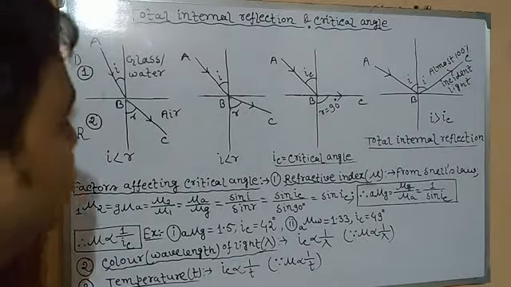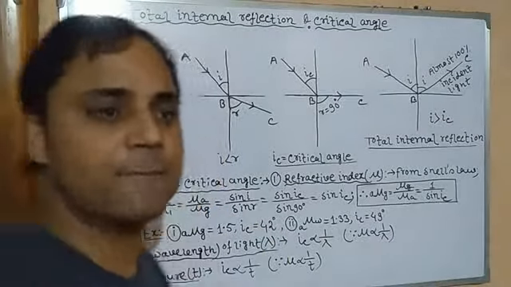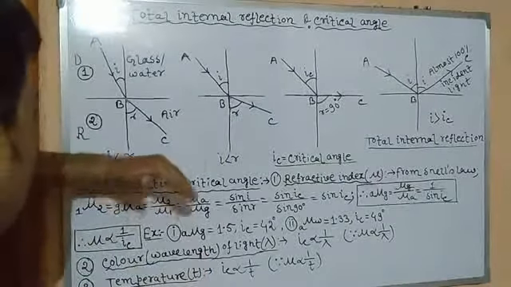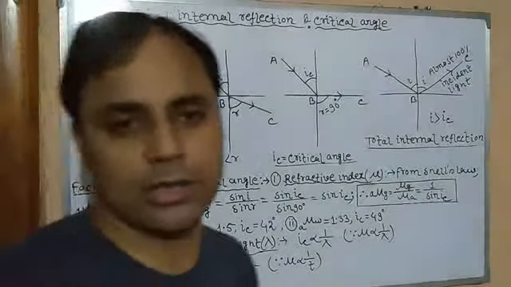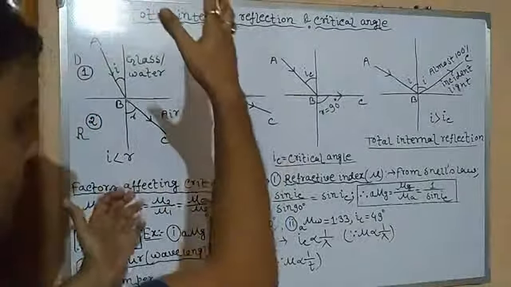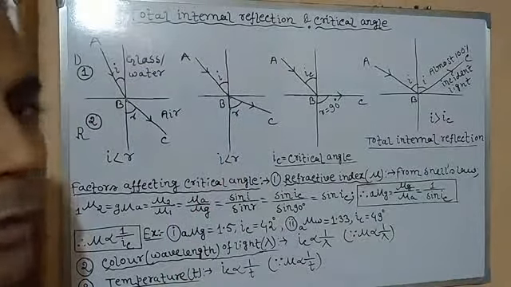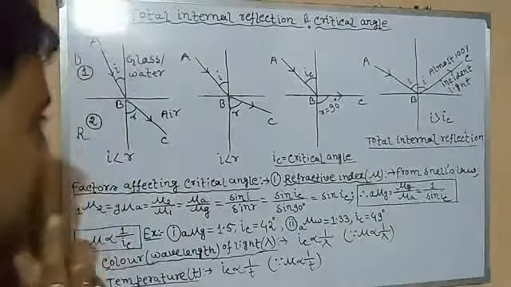Now the question arises, is it possible? Can total internal reflection take place while light is travelling from rarer to denser medium? Absolutely not. Absolutely impossible. Why? Just see from the diagram. You can either reverse the diagram or you can assume this diagram.